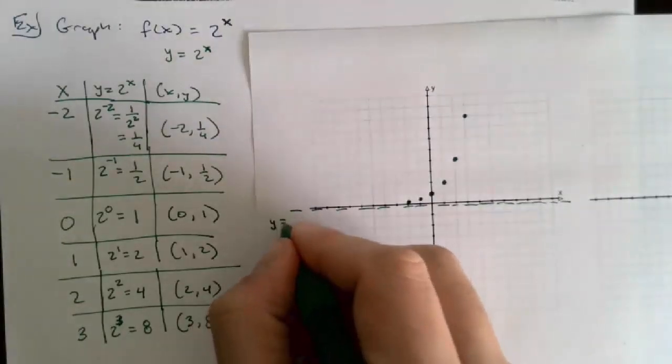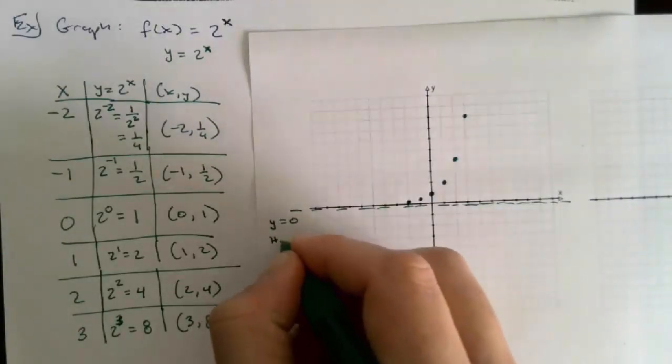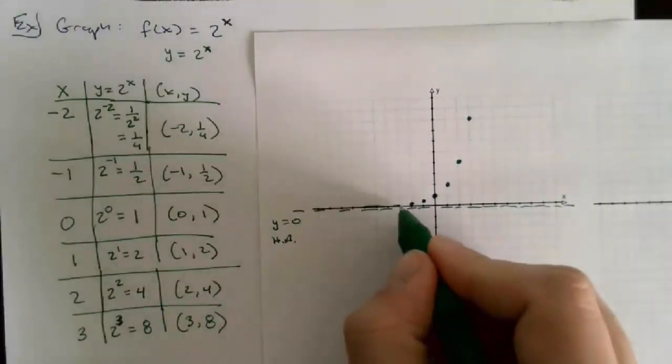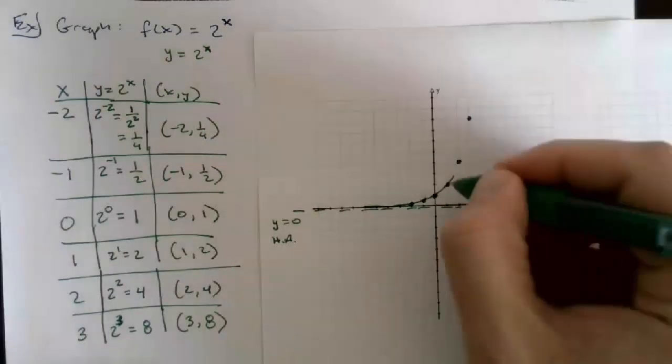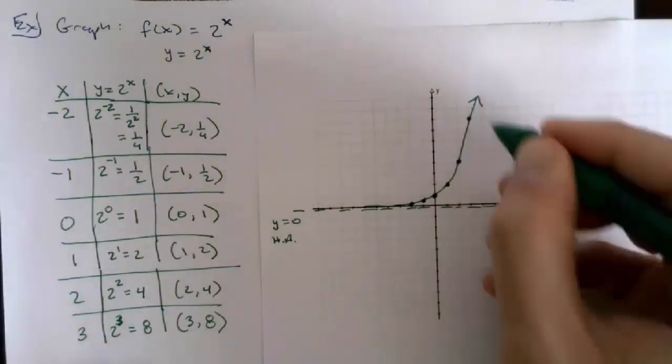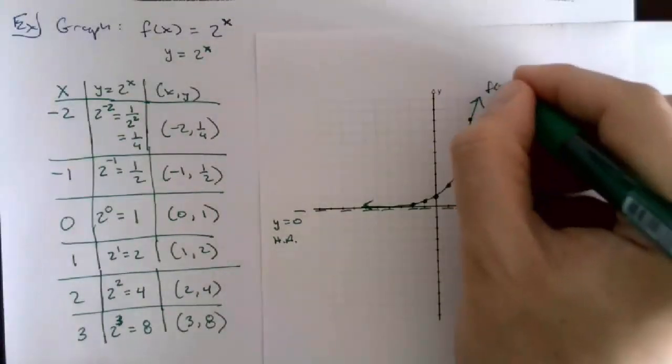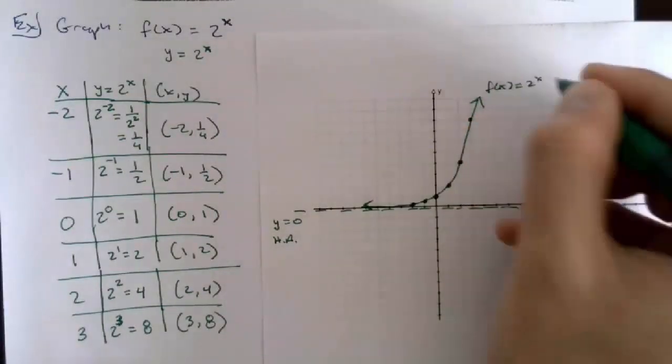So we have what we call a horizontal asymptote. And the equation of this is y equals 0. Horizontal asymptote, I'll use HA to abbreviate that. And so what this is showing is that our graph approaches this, but never actually touches. And put arrows on the ends. So this is the graph of f of x equals 2 to the x.